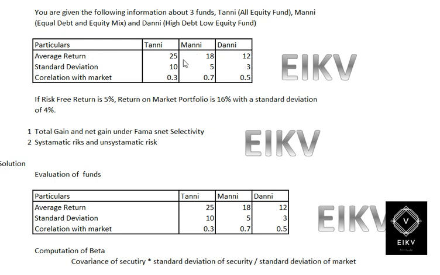Average return would be 25, 18 and 12. Standard deviation 10, 5, 3. Correlation with the market 0.3, 0.7 and 0.5. If the risk-free rate is 5%, return on the market is 16% with a standard deviation of 4%. You are required to compute total gain and net gain under the Fama net selectivity method, and systematic and unsystematic risk.